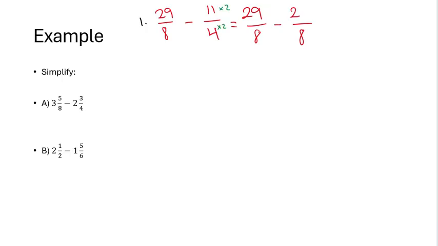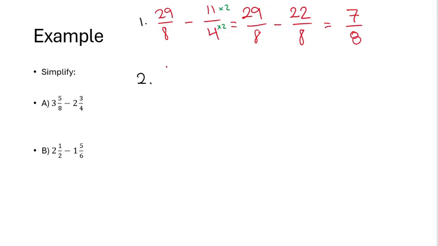So this now becomes 22 over 8. Now, while these are lined up, I can just subtract the numerators like normal. 29 minus 22, which equals 7 over 8. Just like so.